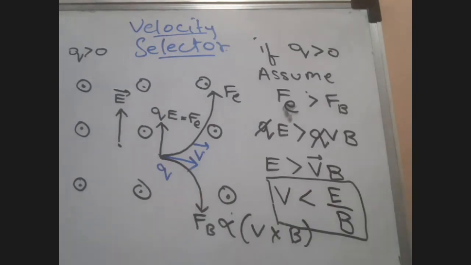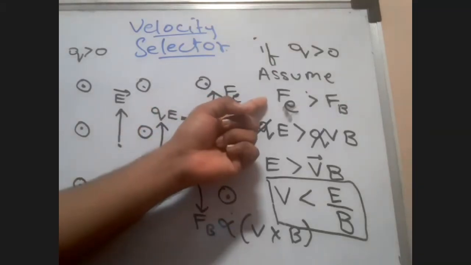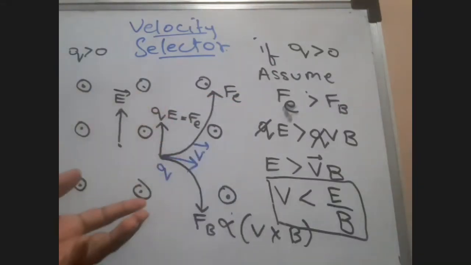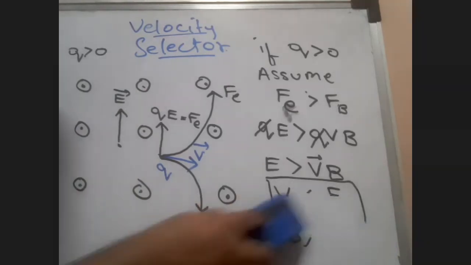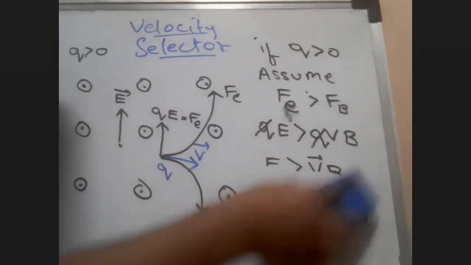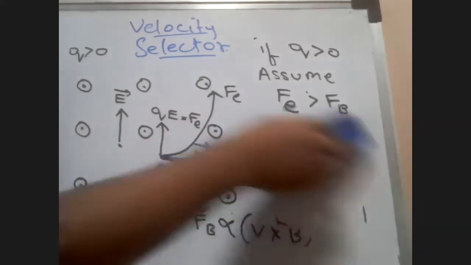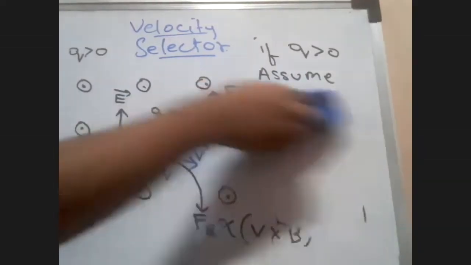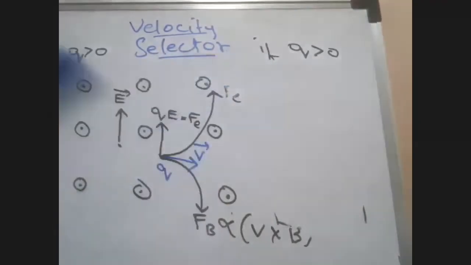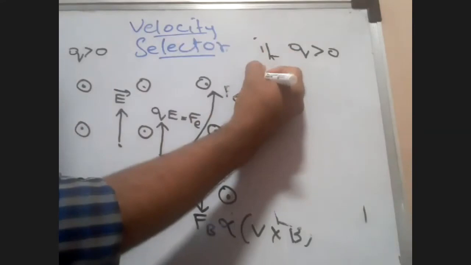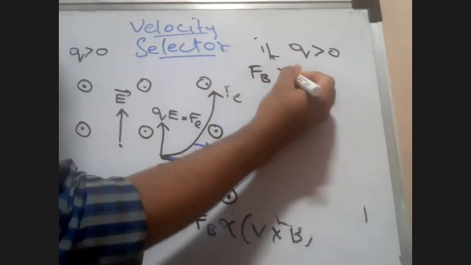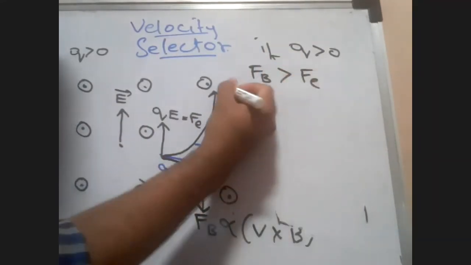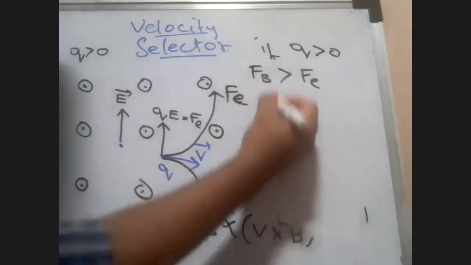So if this is the case, students, can you tell me what will happen if I take the opposite case, that is, the magnetic force greater than the electric force? Can you tell me what that will be? It will be opposite of that. Yes or no? Won't it be opposite of that? So here I'm saying that the magnetic force FB is going to be greater than the electric force FE. In that case, apply the formula.